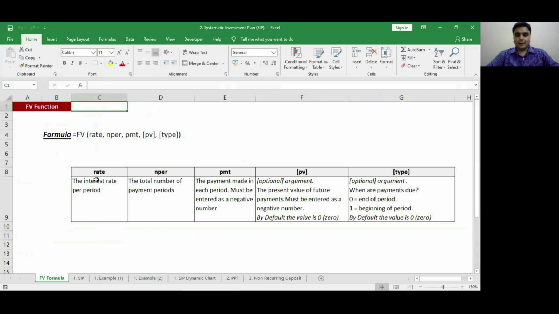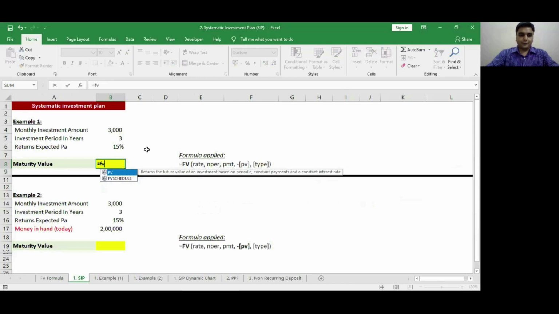Now FV has got 5 arguments, that is rate, NPER, PMT is the amount of investment that we are doing, PV means present value, and type means whether the investment is done in the beginning or at the end of the period. So now let us put the FV function. It is asking me to input rate. I will select 15% divided by 12. It is asking me to input NPER, that is number of installments, which will be 3 into 12. So it is asking me to input the amount of money that we are going to invest on a monthly basis, which is 3,000 rupees.